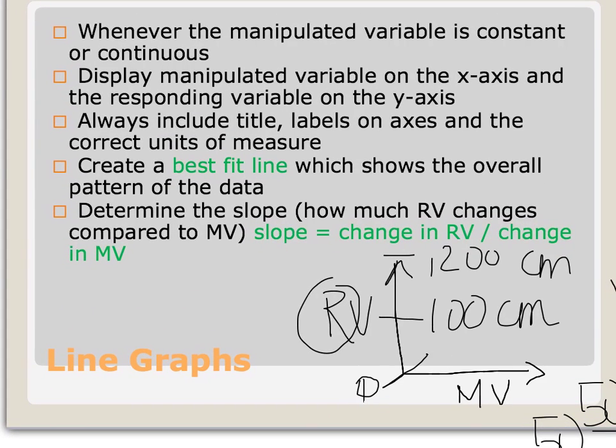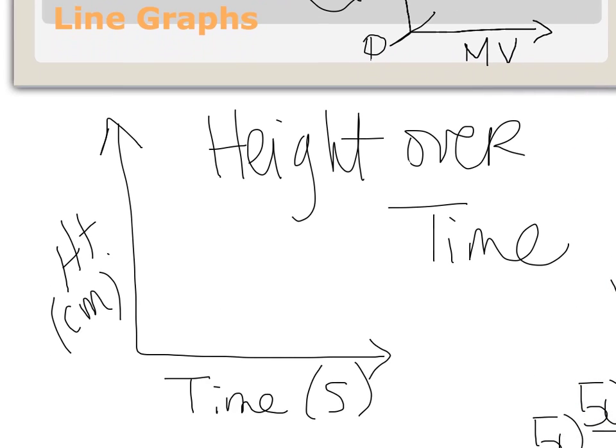The final thing that we need to do is to accurately show the pattern as much as possible. So let's say that we have a data set that looks like this. Here's our first point, here's our second point, here's our third point, there's our fourth, there's our fifth. So that's how our height changed over time.